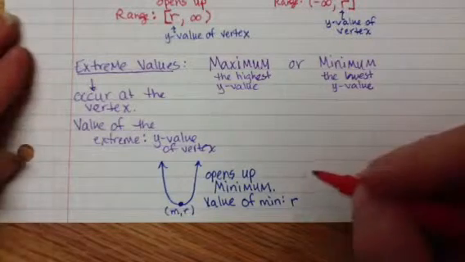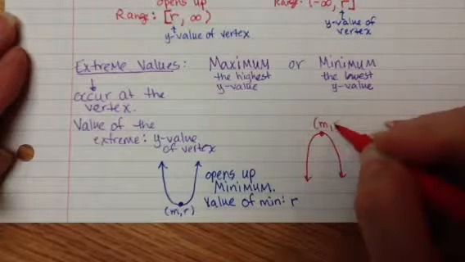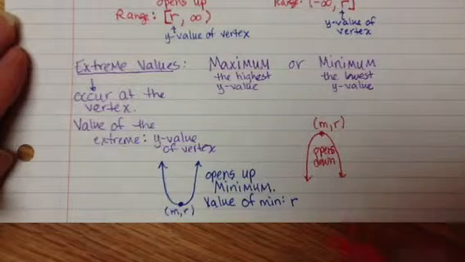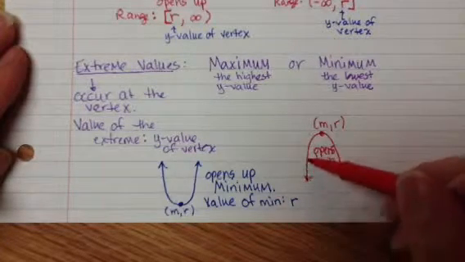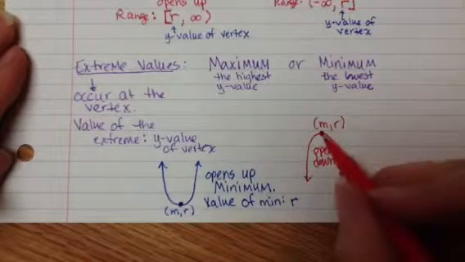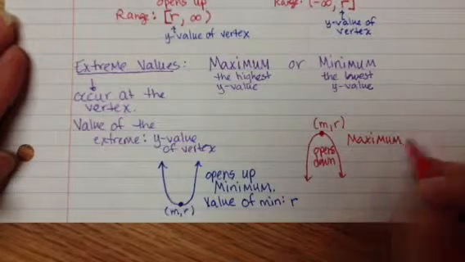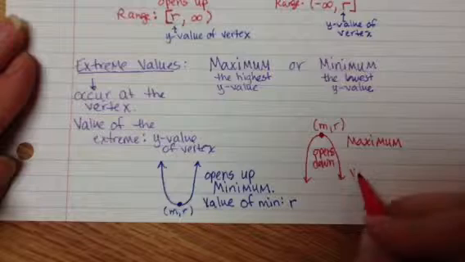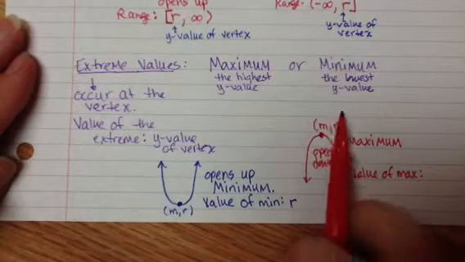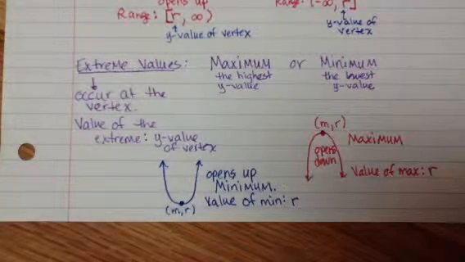When the parabola opens down, as you go left to right, the parabola is creeping up, and then it gets to its highest point, and then it comes back down. This is a maximum value. So this parabola has a maximum, and the value of the max is the y value of the vertex, R, as we've been calling it.